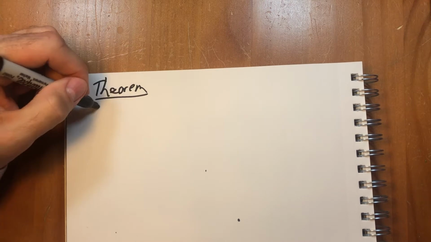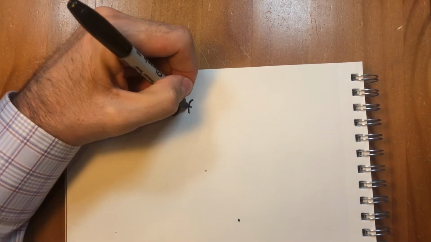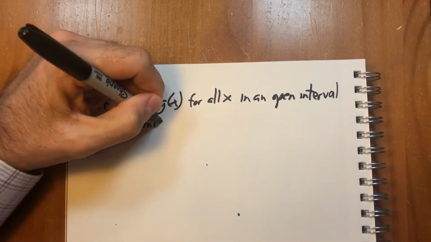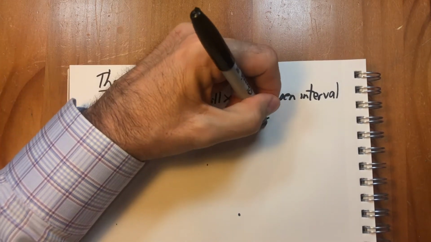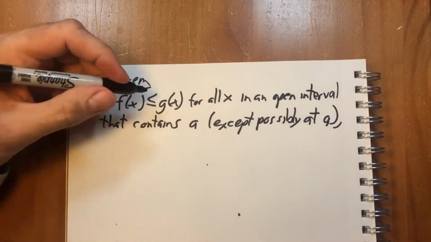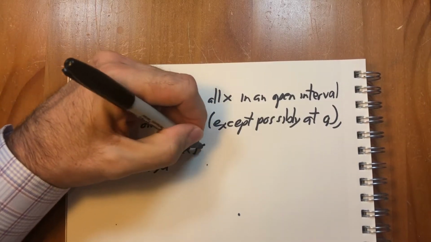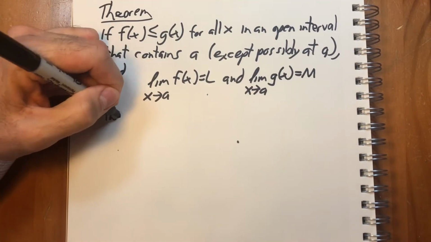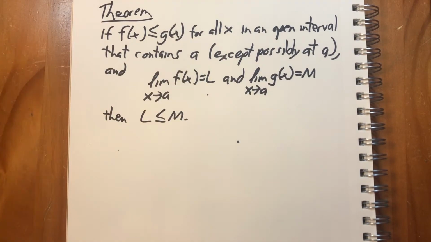So first, if f of x is less than or equal to g of x for all x in an open interval that contains a, except possibly at a, and the limit as x approaches a of f of x equals L, and the limit as x approaches a of g of x equals m, then L is less than or equal to m. So this just says that if one function is less than another function on some interval around a, then the limit at a of the first will be less than or equal to the limit of the second.